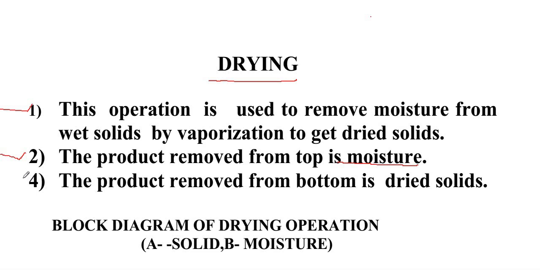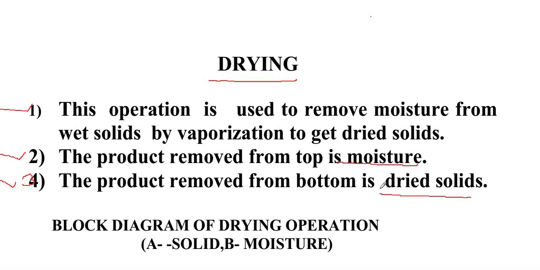Okay. Then coming to the third point here, the product removed from bottom is dried solids. So naturally, the dried solids density being more, that will definitely be removed from the bottom of the dryer. So the product that is removed from the bottom is called dry solids.